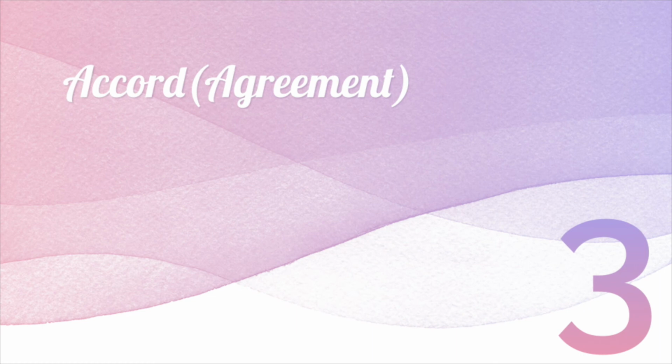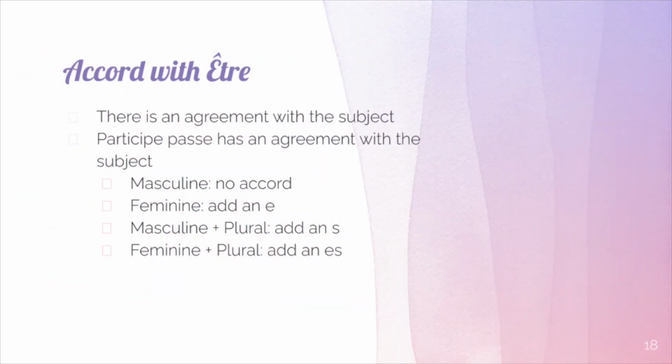Now you may have noticed some extra letters such as an E or an S with the participe passé of the verb. These are called agreements or accords in French. Let's take a closer look at what these mean. With the verbs conjugated with être, there is an agreement with the subject. So essentially, the participe passé has an agreement with the subject.